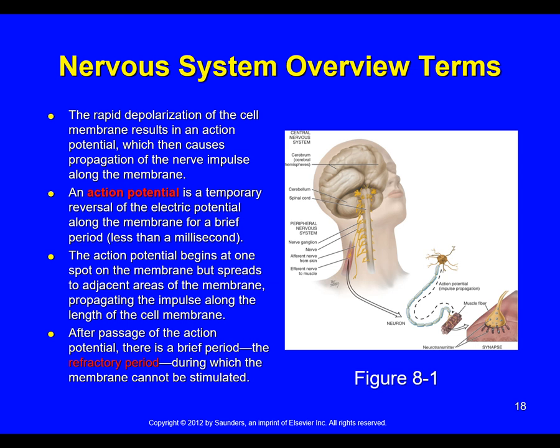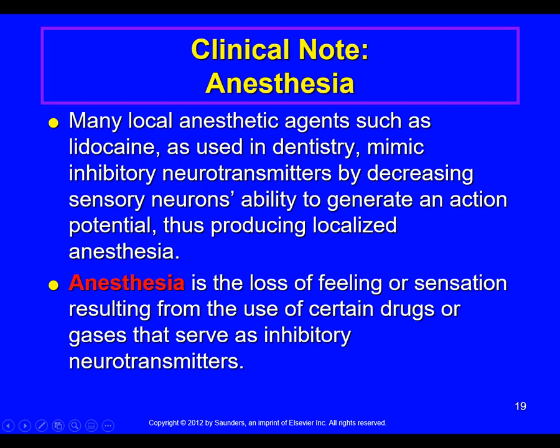And this is less than a millisecond. It begins at one spot on the membrane but spreads to adjacent areas, and it propagates that impulse along the length of the cell membrane. Refractory period is when the membrane can't be stimulated and it prevents an impulse from being transmitted backwards. That's a period during which the membrane cannot be re-stimulated.